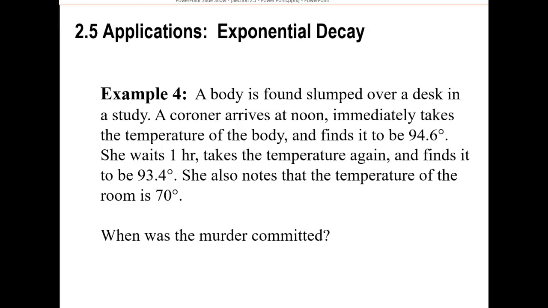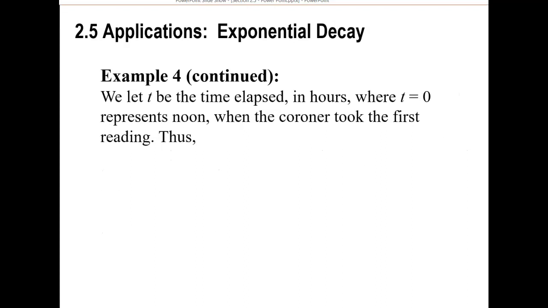When did they die? All right, so the temperature of the room being 70 degrees tells us that's the C value in our formula. The initial temperature, 94.6, and then the temperature after 1 hour, 93.4. So all of those things are going to be used here. All right, so t is the time elapsed, with t being 0 representing noon when she first took the temperature.